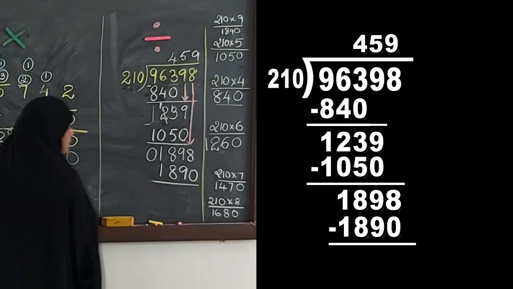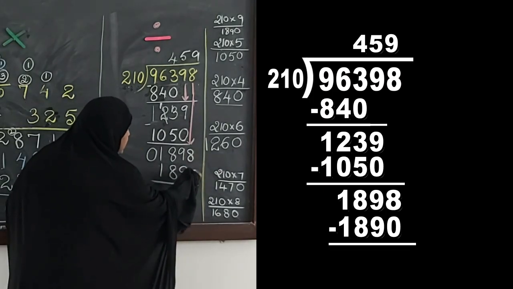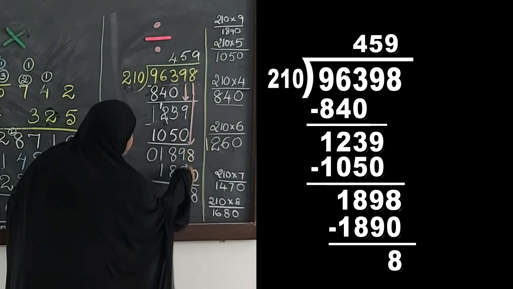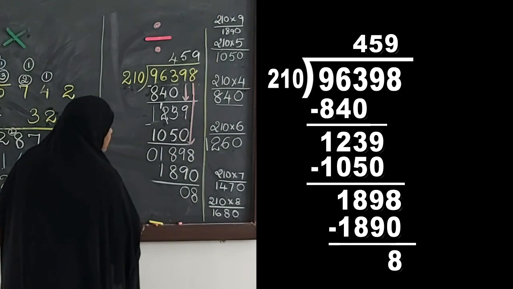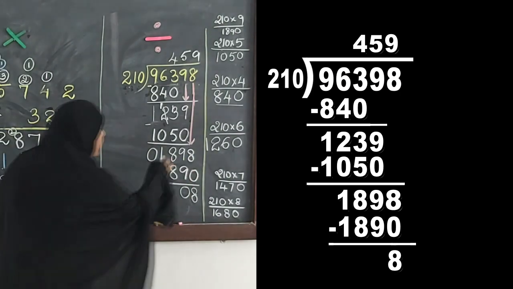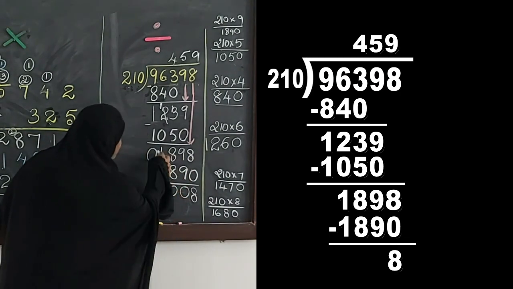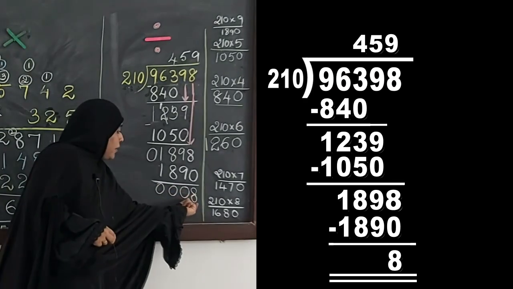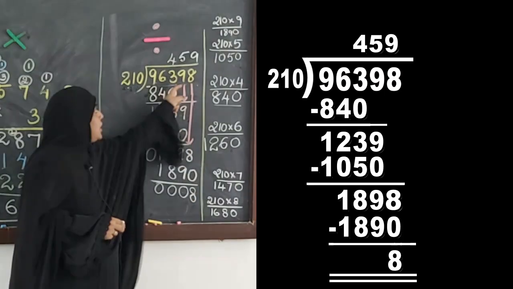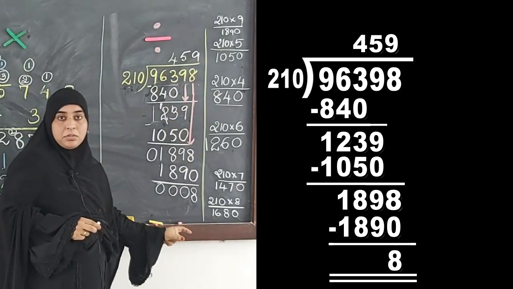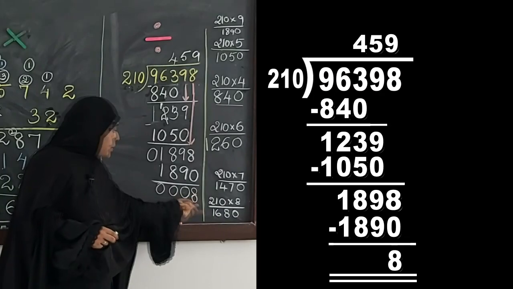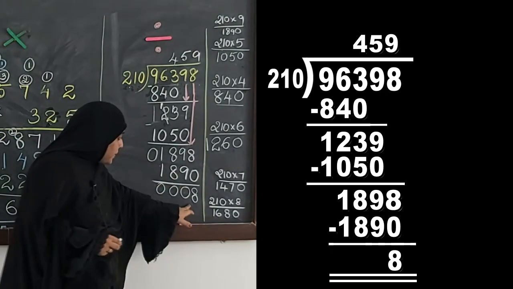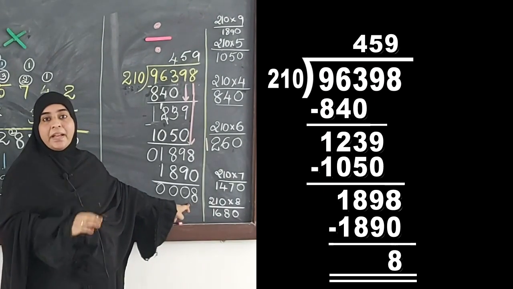Again we will subtract this number and we will see what answer we get. 8 minus 0 is 8. 9 minus 9 is 0. 8 minus 8 is 0, 1 minus 1 is 0. Now you can see we have got a remainder 8. We don't have any more digits to bring down, okay, and this number cannot be divided by 210. So this number 8 is our remainder.